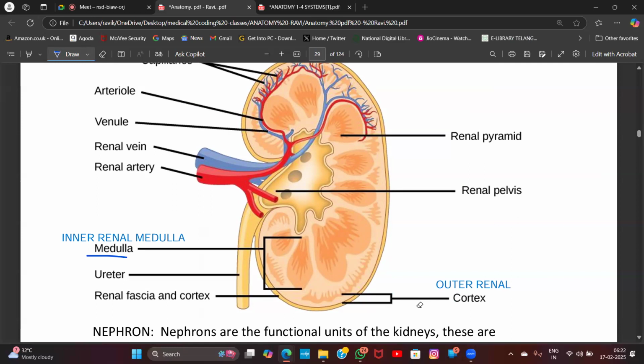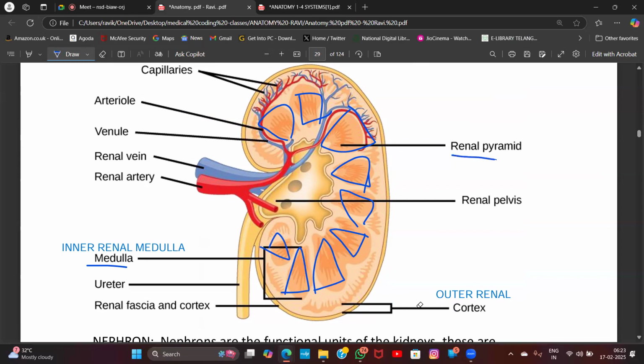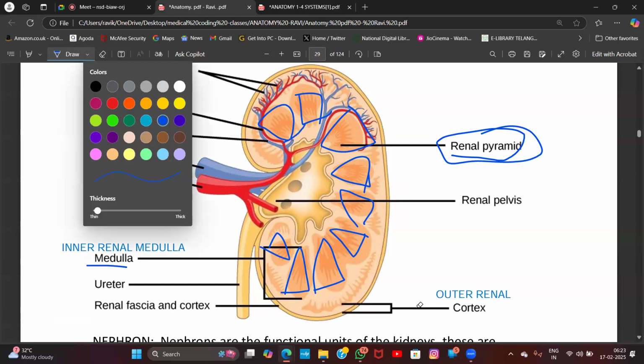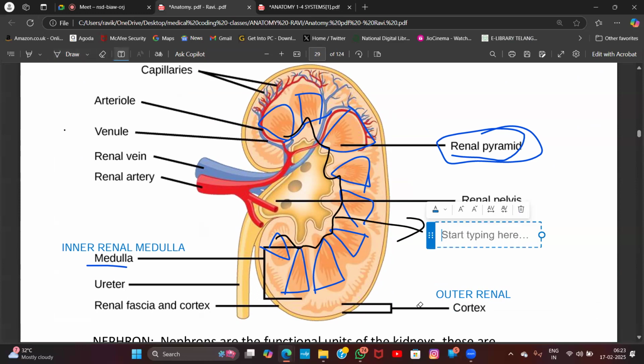The inner renal medulla is divided into 8 to 18 pyramid-like structures. These are called renal pyramids, which are present in the inner renal medulla. These renal pyramids are fused to form the calyx called the minor calyx.